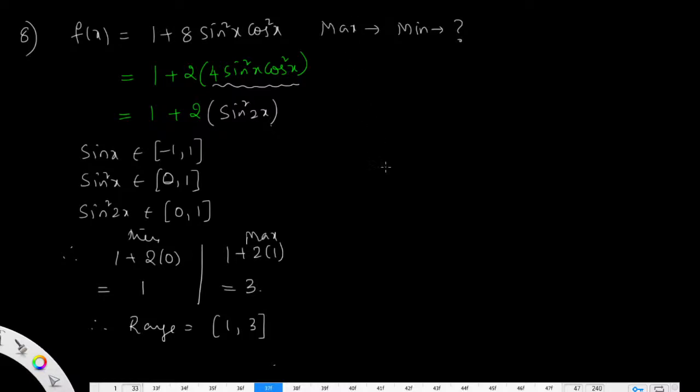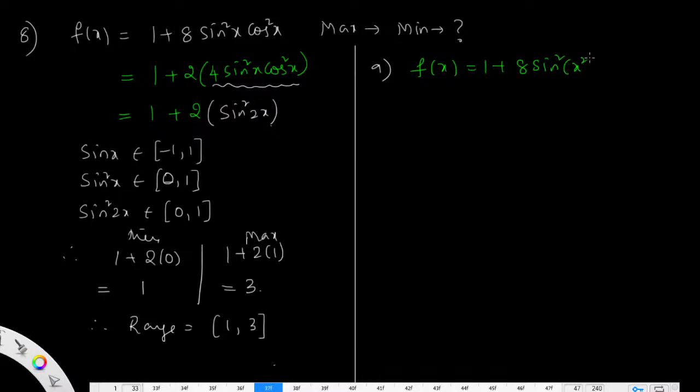Okay, the same type of question is given. Question number 9. You have to give the response. F of x equals 1 plus 8 sin square of x square and cos square of x square. Same question, just the angles are different. What is the answer? Give the response in the chat box. Same concept. What is the maximum and minimum value of this question also?